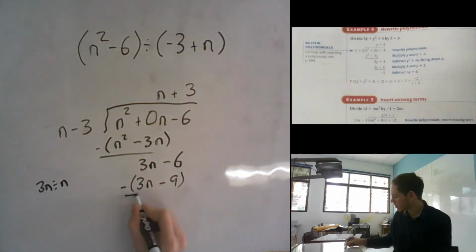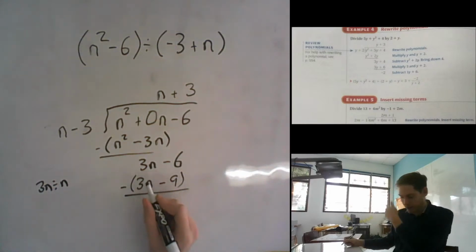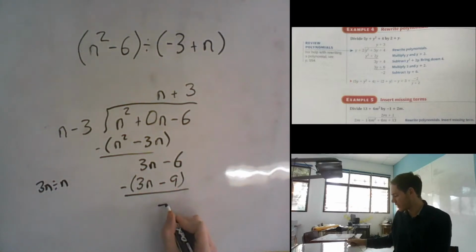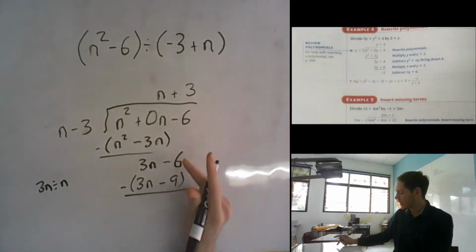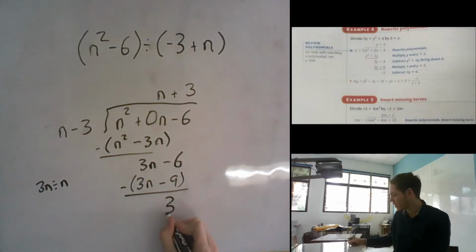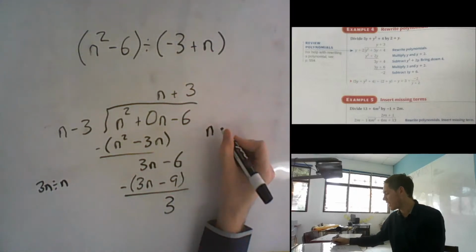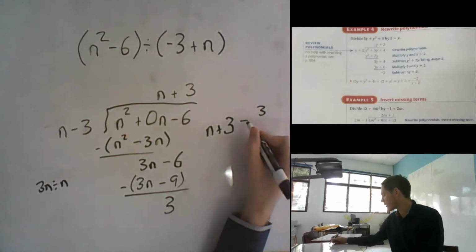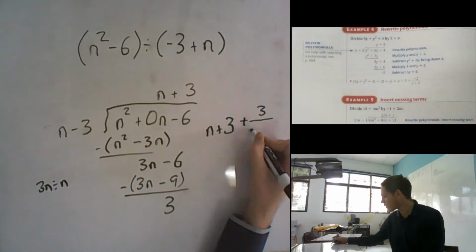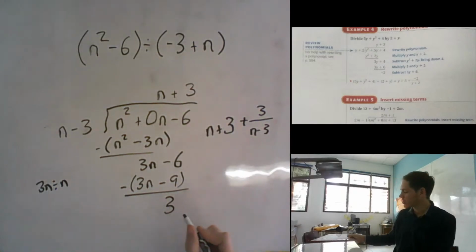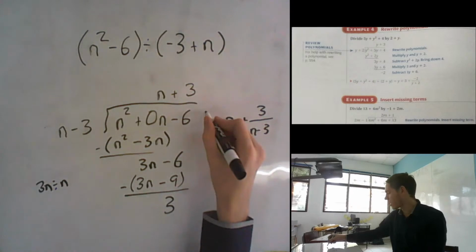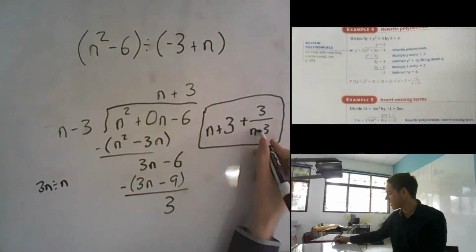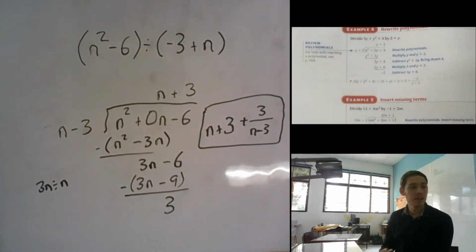I'm going to subtract this out. We get 3n minus 3n, 0. Negative 6 minus negative 9 is going to be 3. So our solution is n plus 3 plus 3 over n minus 3. Sorry, make sure your signs are correct. That would be where I was in danger. Just double checking your signs. And that would be the answer.